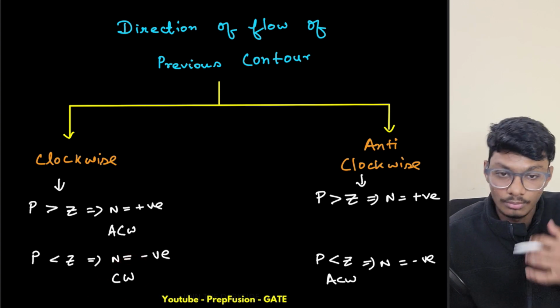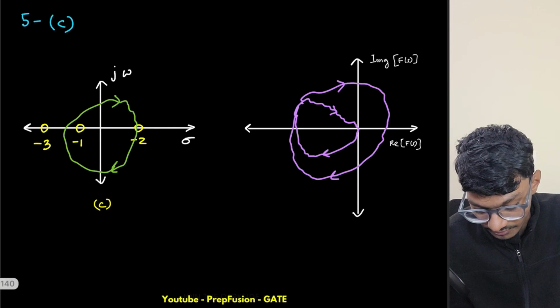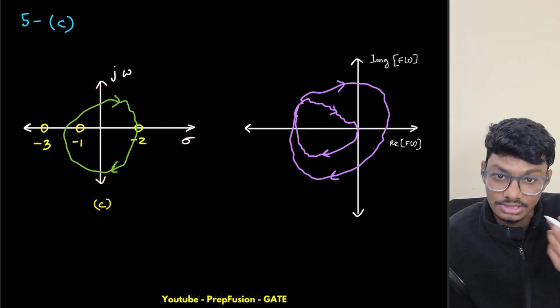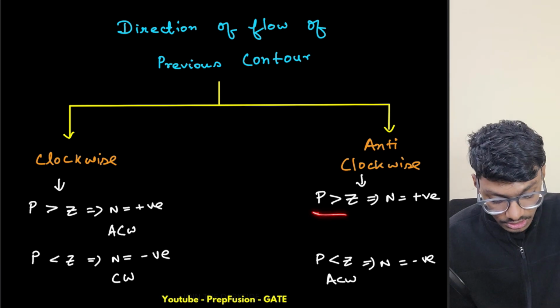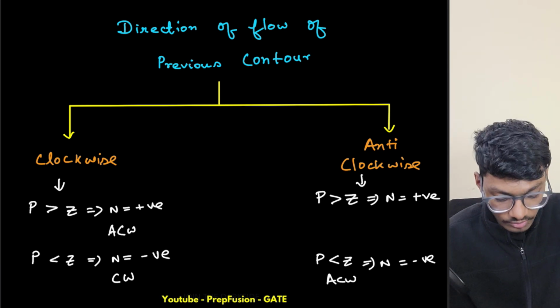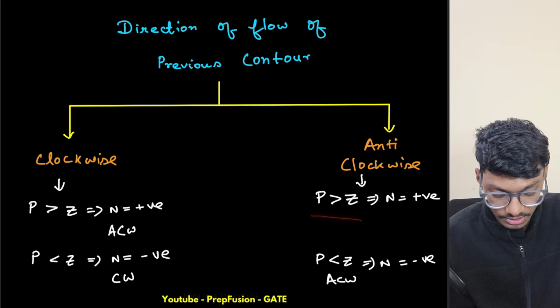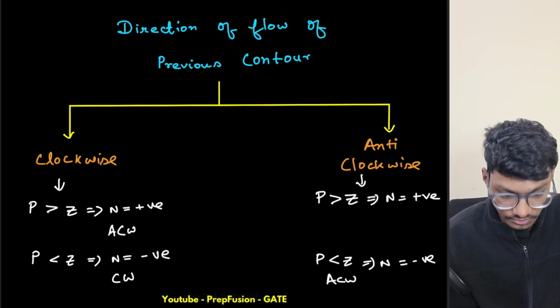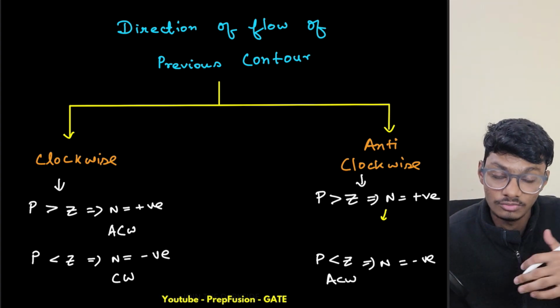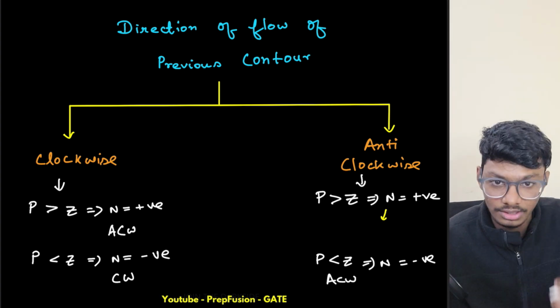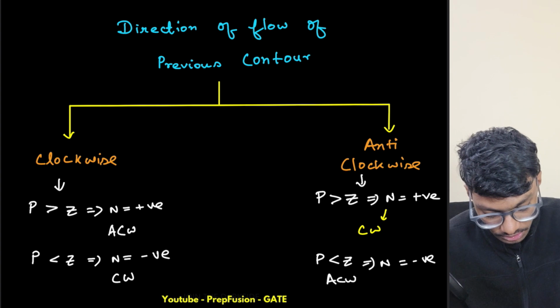And if the direction of my previous contour, basically the given contour, is in the anti-clockwise direction, then if p is greater than z, n will be positive. And if n is positive, what does this mean? This means that the direction of my mapped contour will be in the clockwise direction, right?